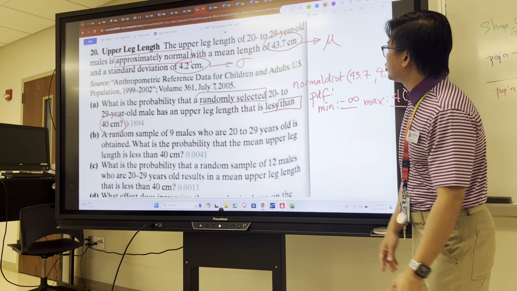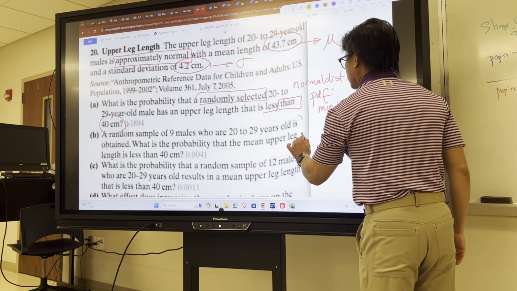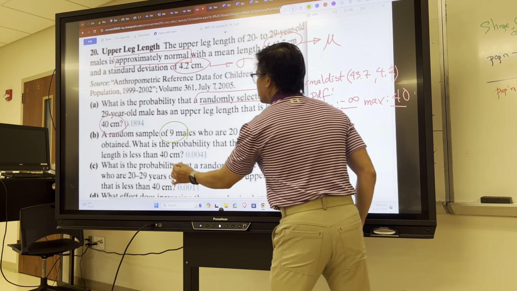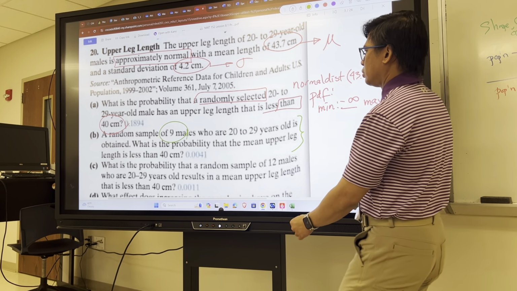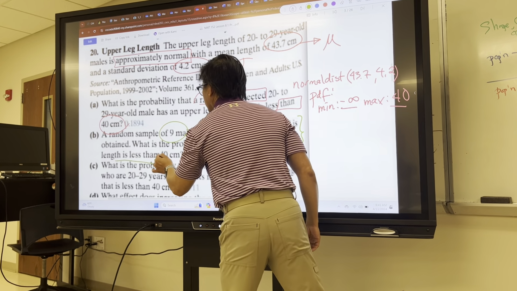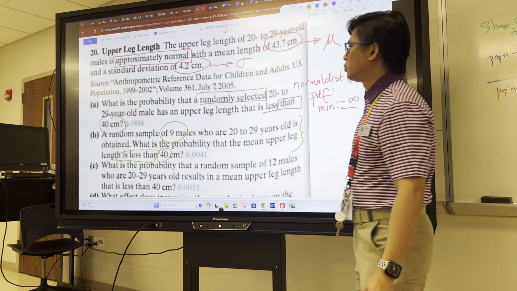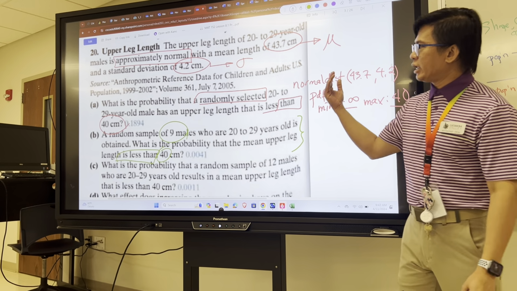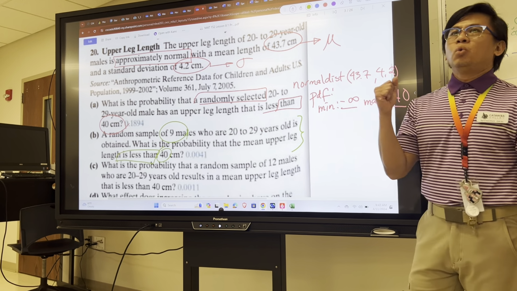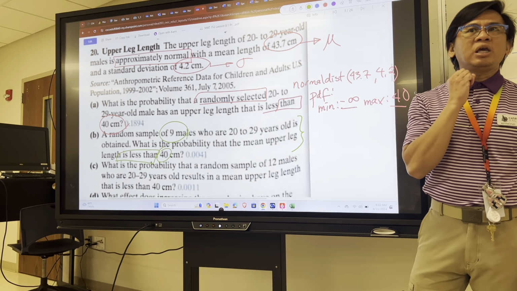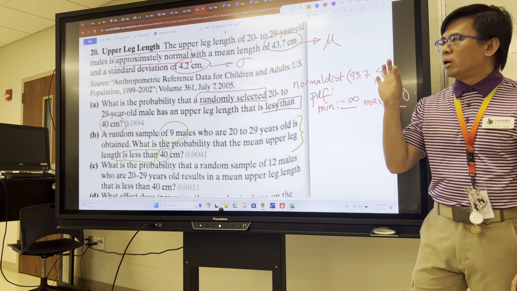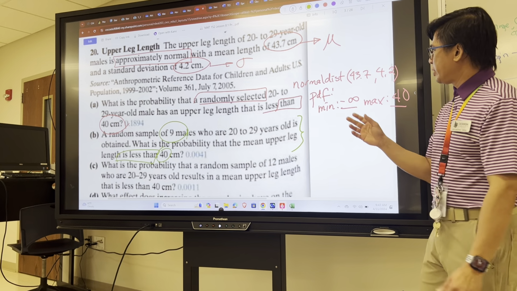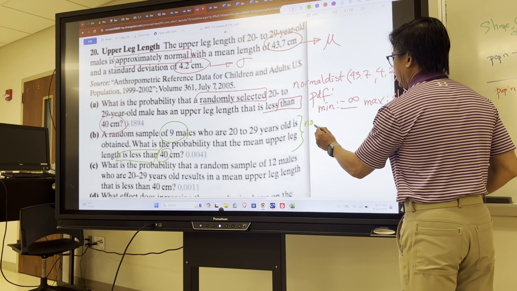JC, go ahead please. Letter B. A random sample of 9 males who are 20 to 29 years old is obtained. What is the probability that the upper leg length is less than 40? Thank you. The only difference between letters A and B is that in letter B, we are given how many respondents were selected. What's the sample size? 9. So with that being said, we're going to put in the following.